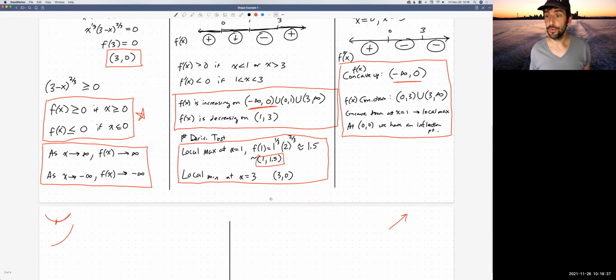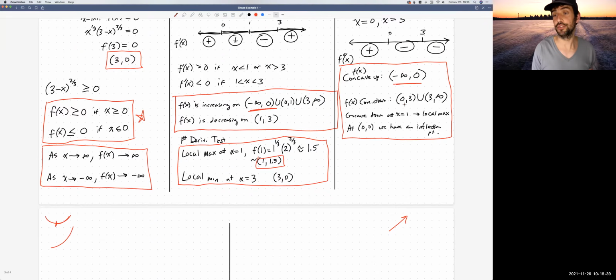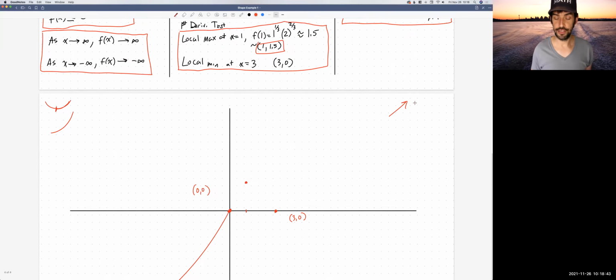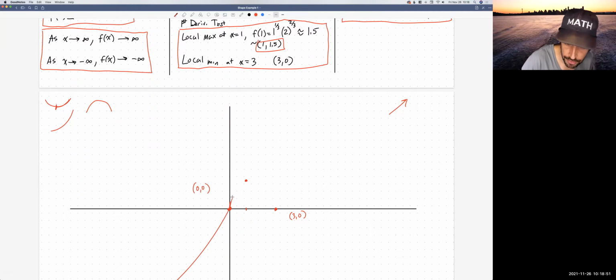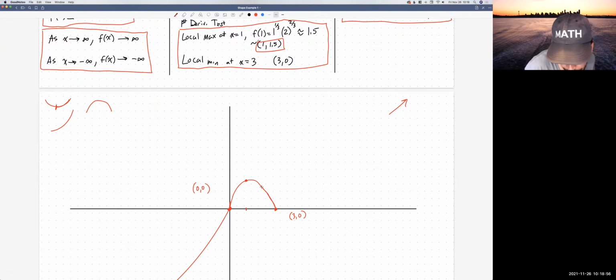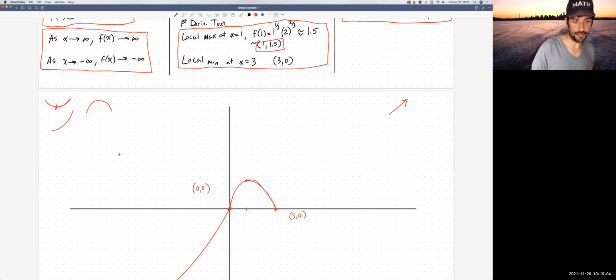And I know I'm concave down from 0 to 3. So concave down, remember, means something like this. So I'm going through that local max, concave down, something like this, right? I didn't do it perfectly, that looks a little better. What this also tells me is if I switch from concave up to concave down, my shape has to be something like this.